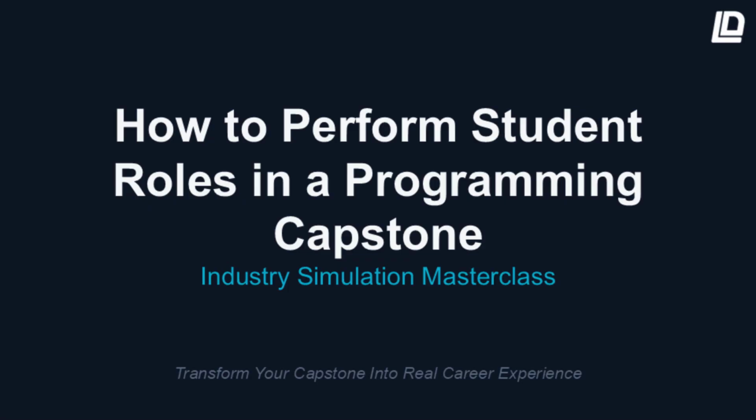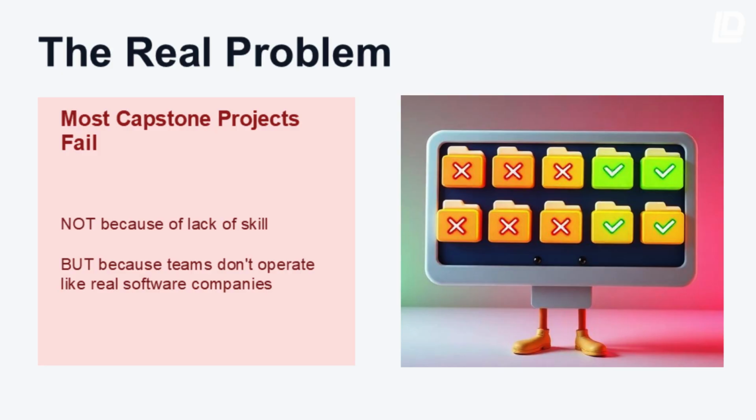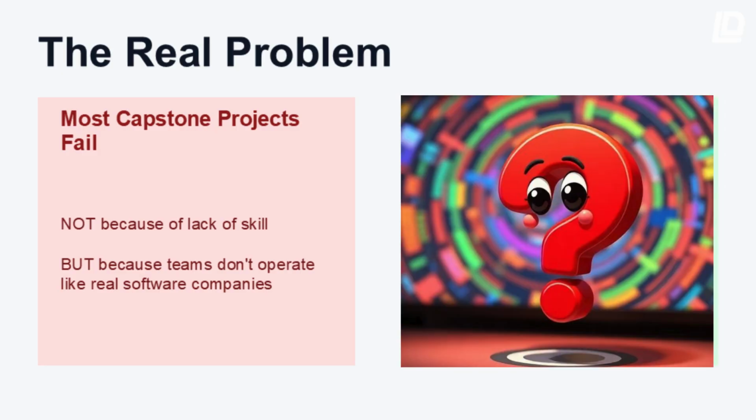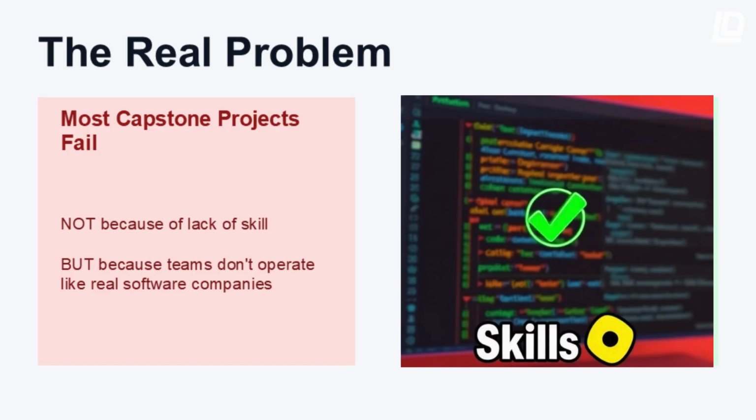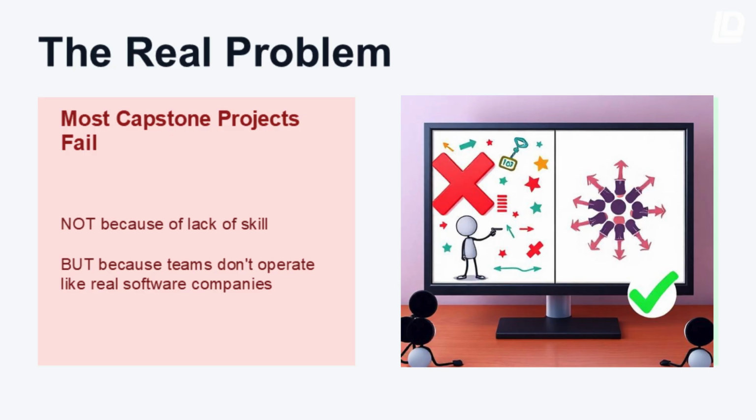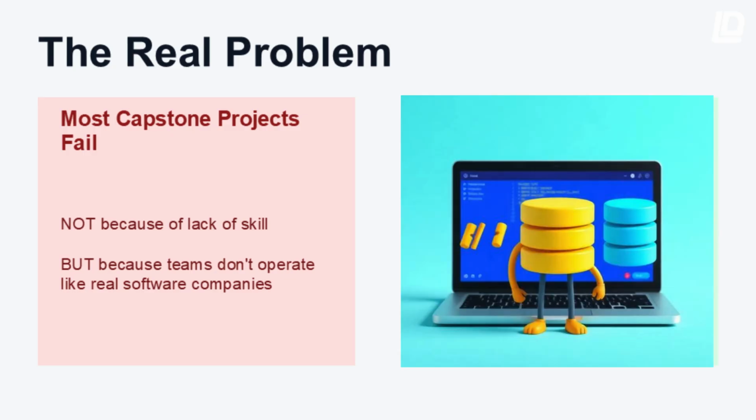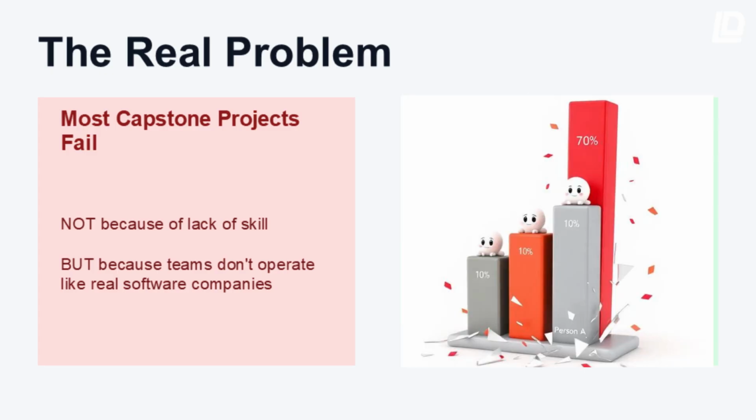Let's get started. Here's the truth that nobody tells you: most capstone projects fail. But not for the reason you think. They don't fail because students lack programming skills. They fail because teams don't operate like real software companies. Think about it. You can code. You can design databases. You can build interfaces. But if your team is chaotic, if communication breaks down, if one person ends up doing 70% of the work while others disappear, the project suffers.